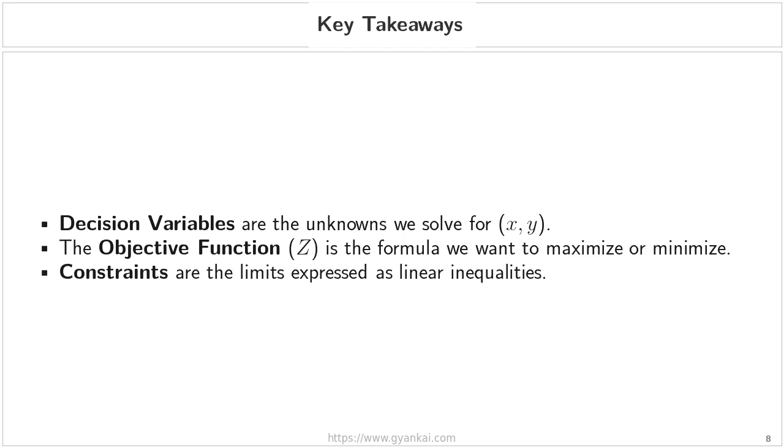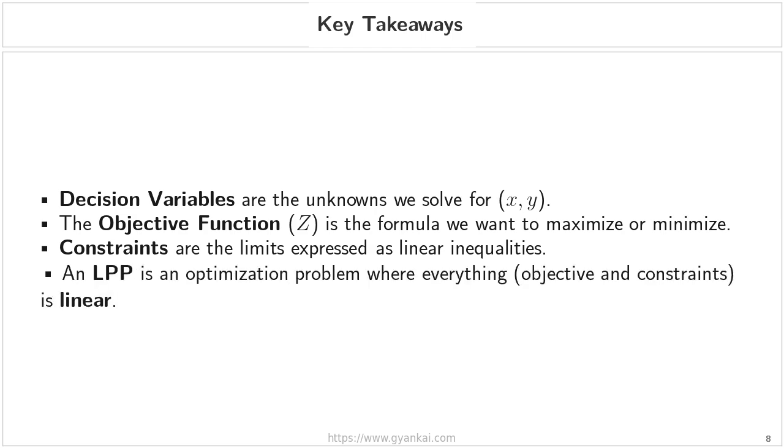Third, we must account for the constraints. These are the rules or the boundaries of your problem, expressed as linear inequalities. They represent the real-world limitations, like limited time or raw materials, that prevent you from having infinite resources. Finally, when you bring all these pieces together, where both your goal and your limitations are all expressed in linear terms, you have what we call a linear programming problem, or LPP.